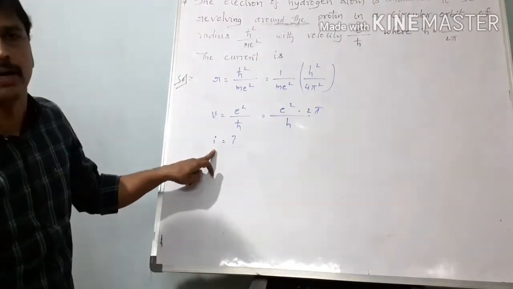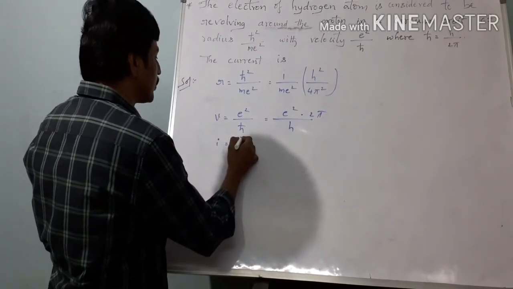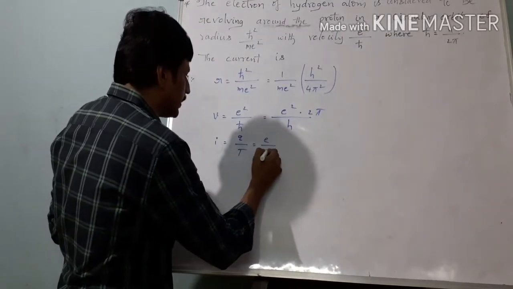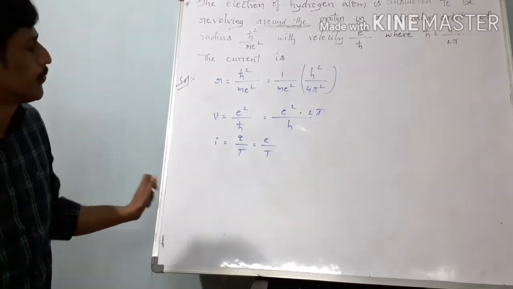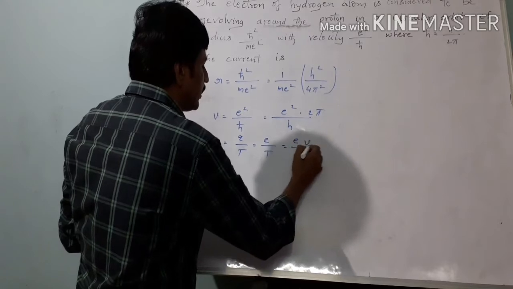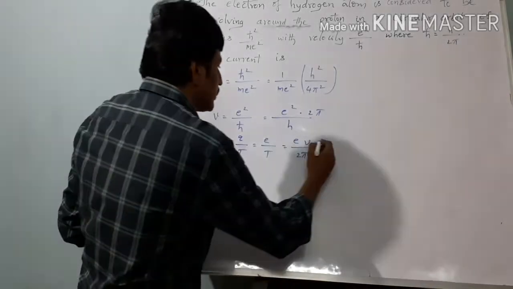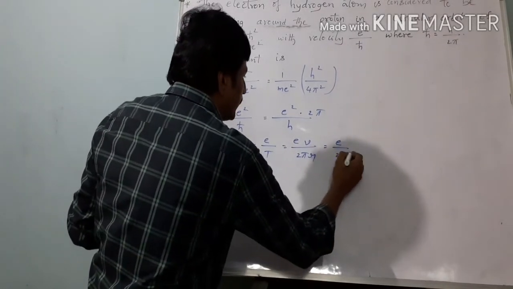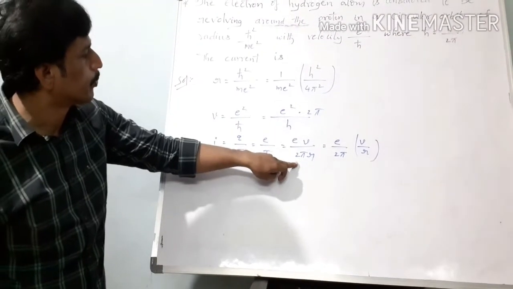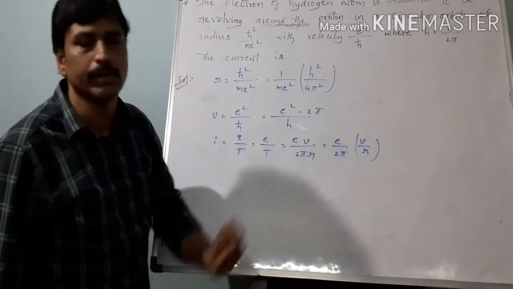What is the value of current? What is the formula for current? I equals Q by T. It can also be written as e by T. What is the formula for time period? It can be written as e v by 2 pi r, that is, e by 2 pi into v by r. Substituting the values of v and r in this equation.